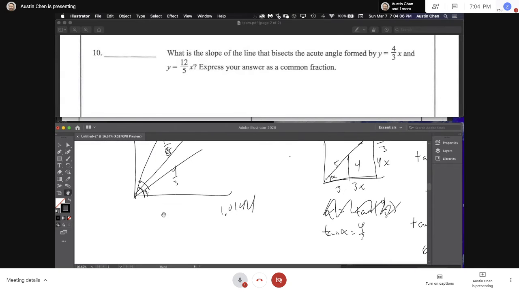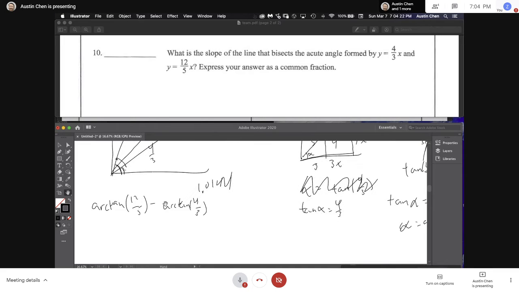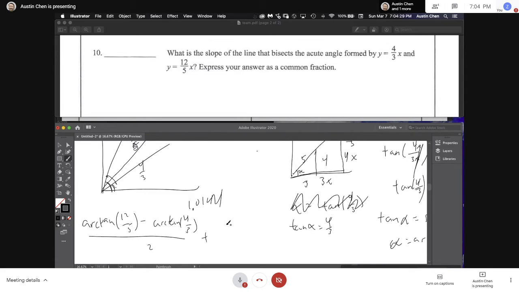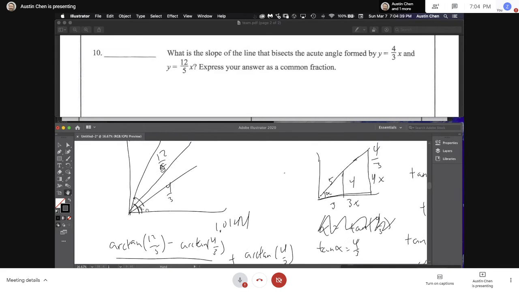So then on this, what you would do, actually you would take the arctangents of the slope to find the angle. So then you would do arctan of 12/5 minus arctan of 4/3, and that will get you what the middle angle is. And then you divide it by 2. That will give you the half of this angle, and you can add it to the angle of 4/3, which is arctan of 4/3. And that will give us the angle of our bisector line.